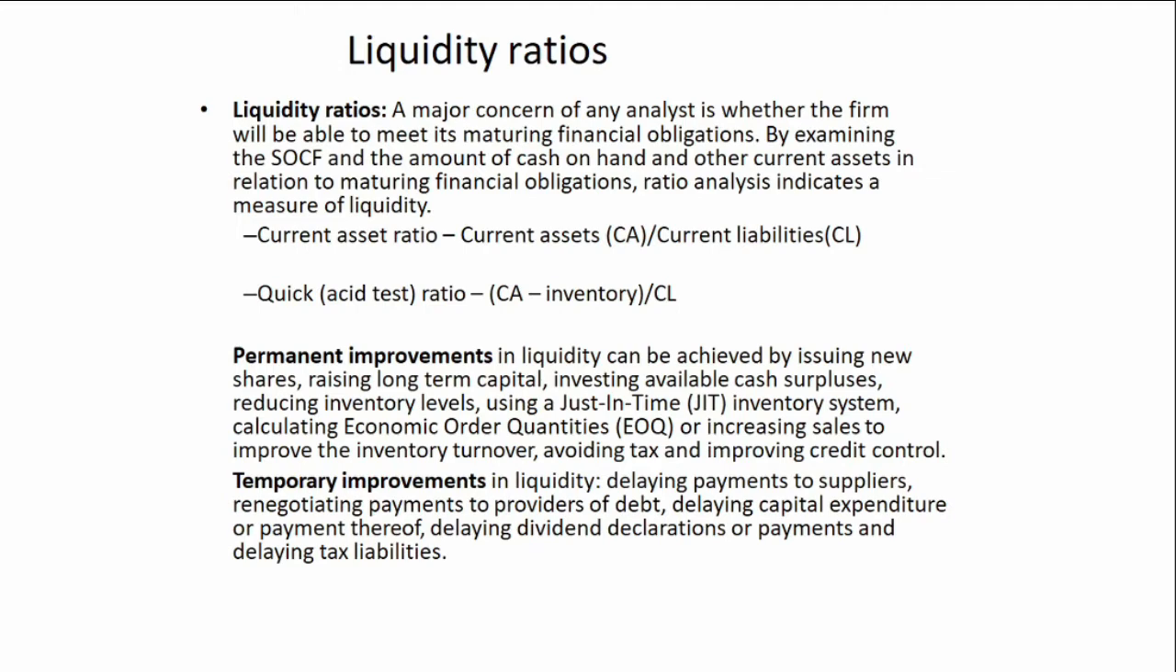If a company wants to improve its liquidity permanently in the long term, there are various things that it can do to achieve this. It could issue new shares. It could also reduce its inventory levels. It may do this by implementing a just-in-time inventory system. It could also calculate economic order quantity if it decides to implement a just-in-time inventory system. Another way to reduce inventory levels is to improve the turnover of inventory, and this would be done by increasing sales.